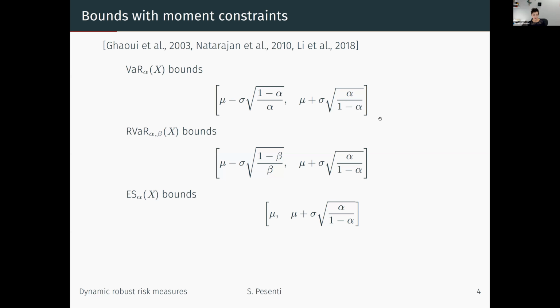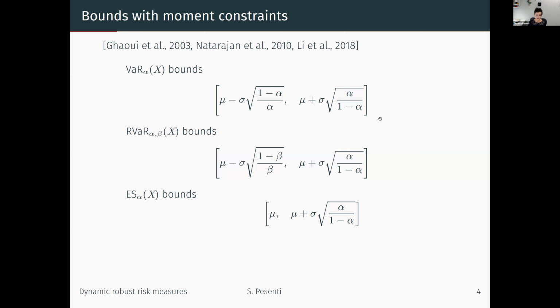So here I have three risk measures. The value at risk, which is the quantile at level alpha, then the range value at risk, which is the integral of the quantile from an alpha level to a beta level, and then the expected shortfall, which is the expected value of the risk given that you're larger than the value at risk. And here in brackets, on the left side is the best case, which would be the infimum over your uncertainty set, so the smallest value the risk measure could attain, and on the right side will be the largest value.